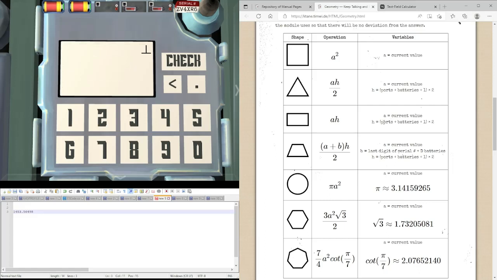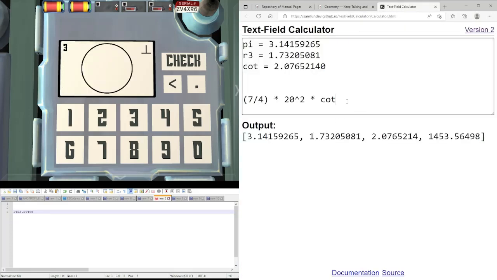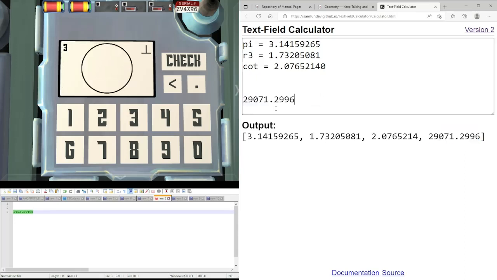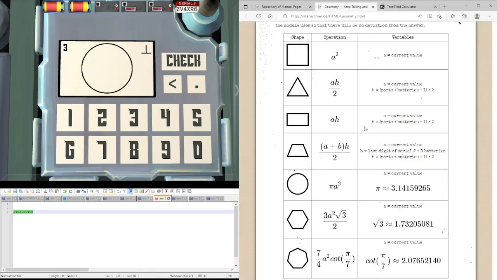Now next we have the rectangle. So ports: 1, 2, 3, 4, 5, 6, 7, plus batteries 9, plus 1, 10, times 2. We're going to need the times 2 here, so that's going to be 20. So we're going to take this number times 20. So we get this. Again, we don't do any modification.